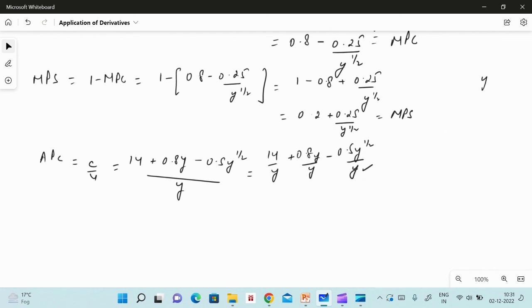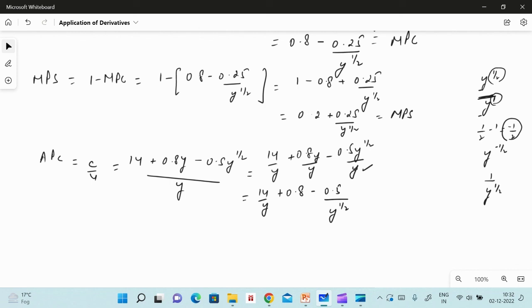Now see this point here, we have Y power 1 by 2 divided by Y. So it means Y power 1. If we have the same base, that is Y, and the sign is divide, then the powers are going to be subtracted. So 1 by 2 minus 1 gives me minus 1 by 2. So what I will get is 14 by Y plus 0.8 minus 0.5Y power minus 1 by 2. I will take the reciprocal of this, because in the numerator I will get Y power minus 1 by 2, and I will write it as 1 by Y power 1 by 2. So this is my average propensity to consume.